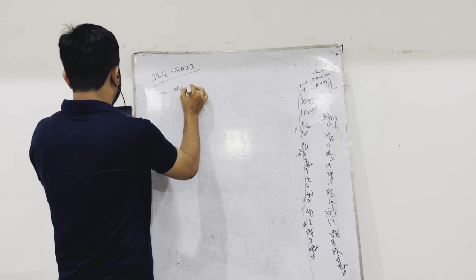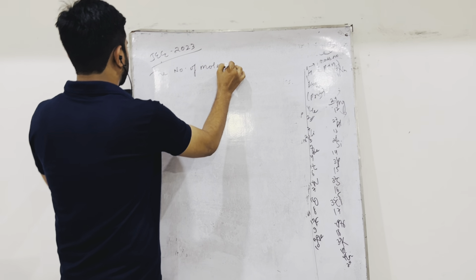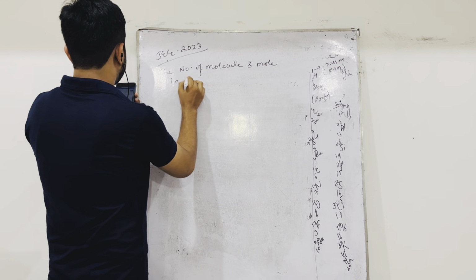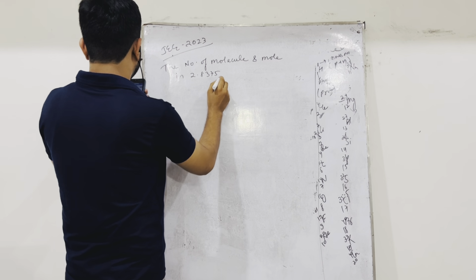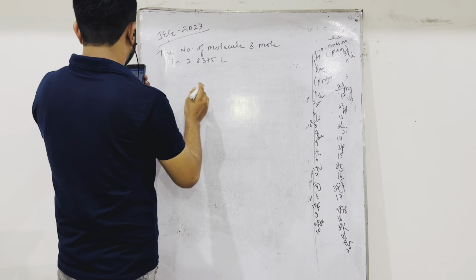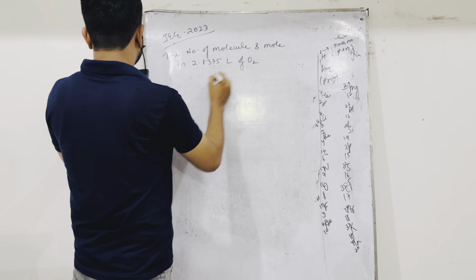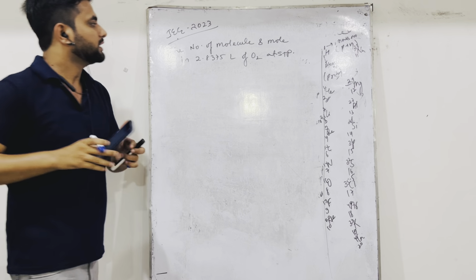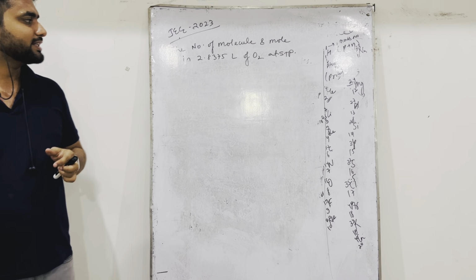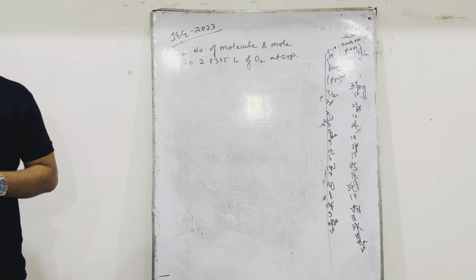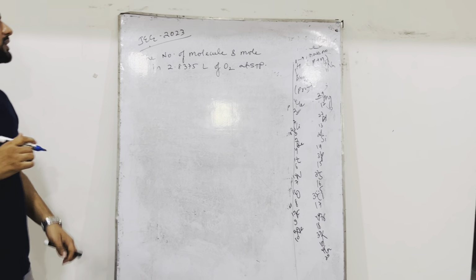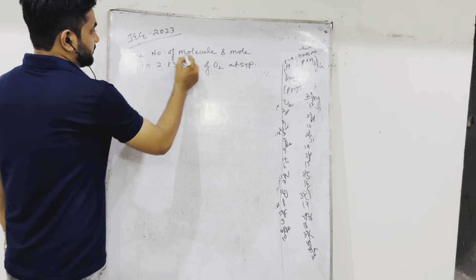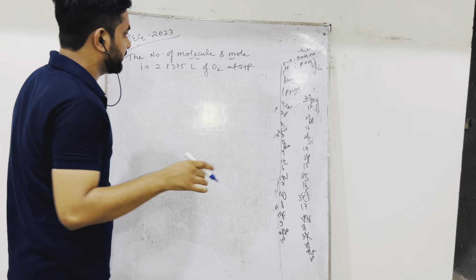The question is: the number of molecules and moles in 2.8375 liter of O2 at STP. The number of molecules and moles in 2.8375 liter of O2 at STP. We have to find both. We have to find the mole first.